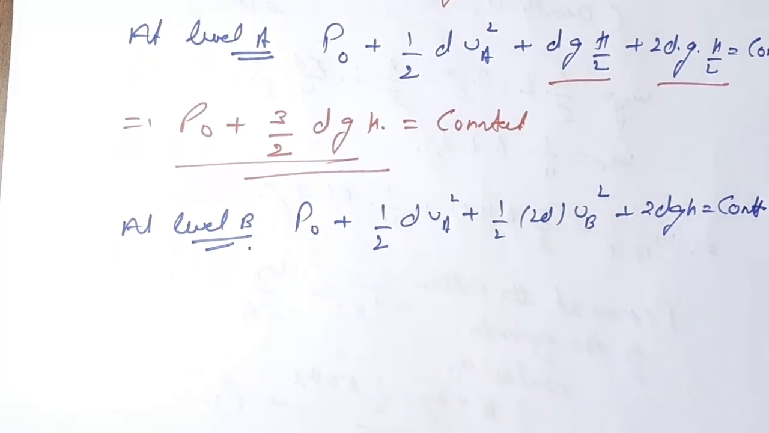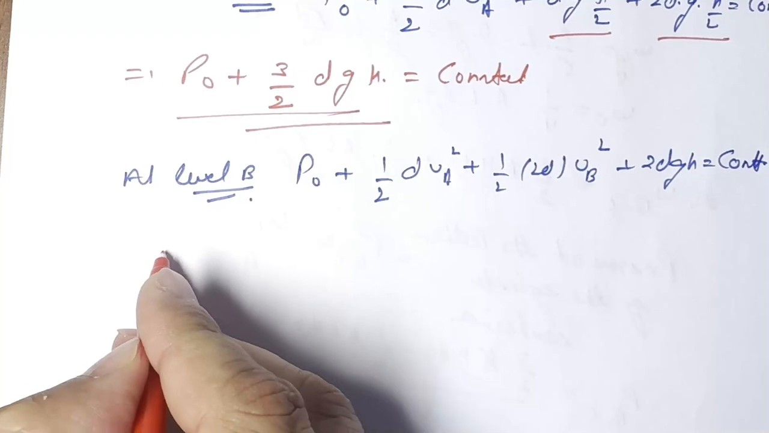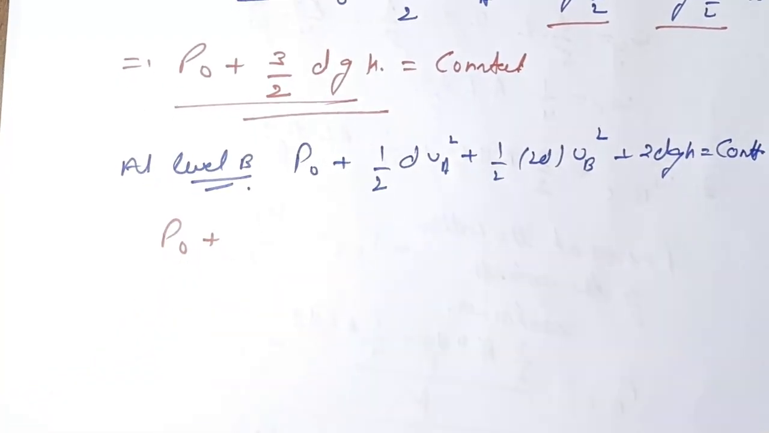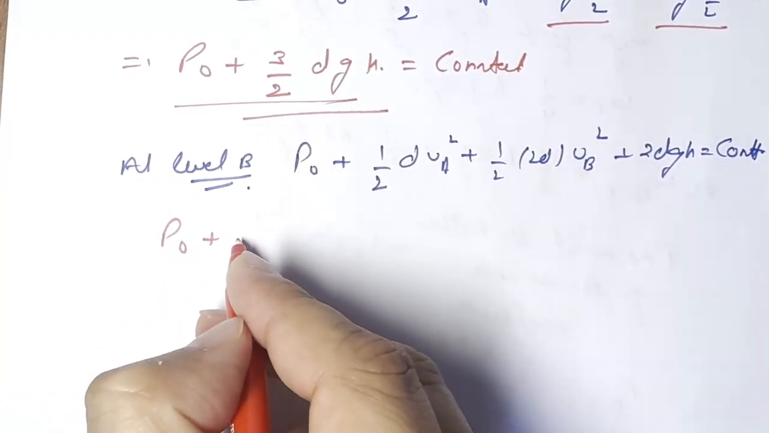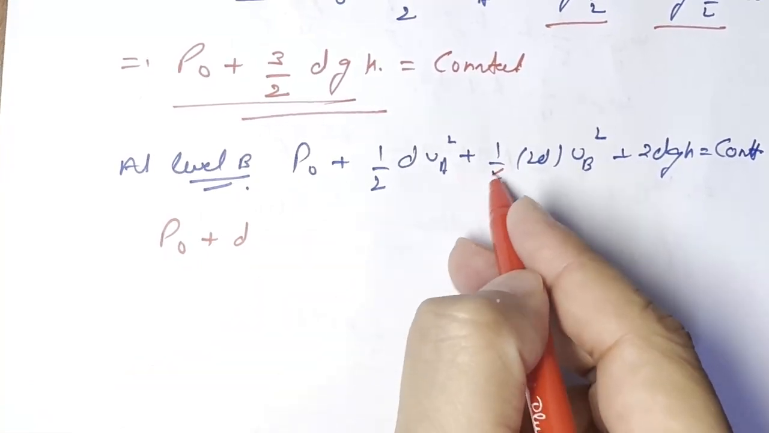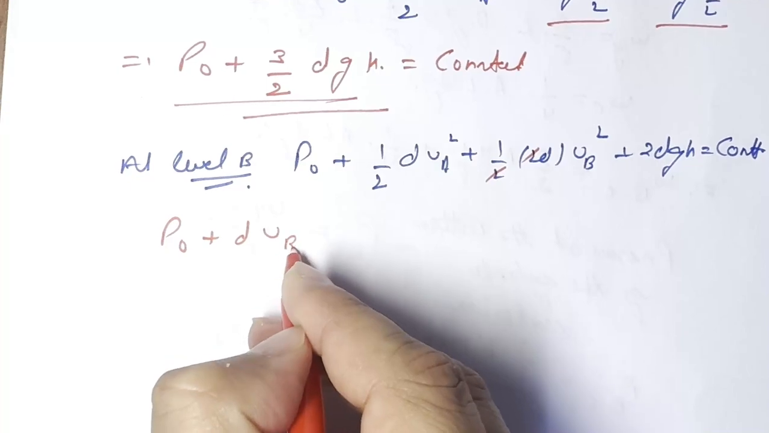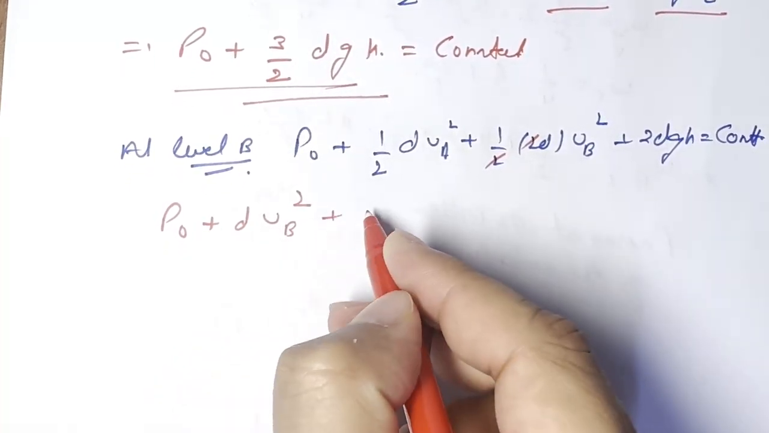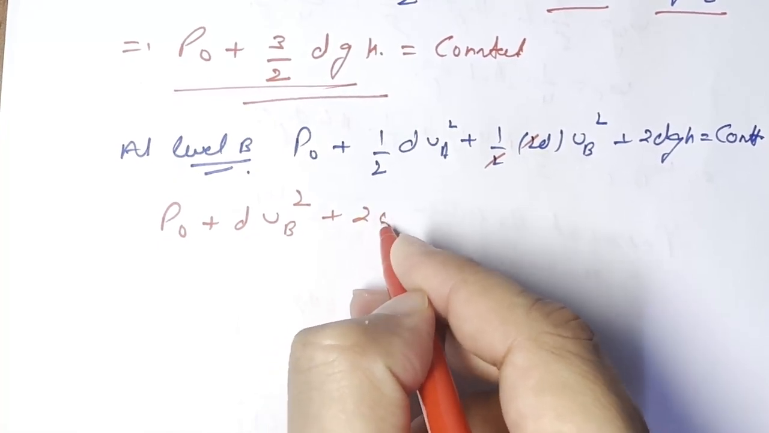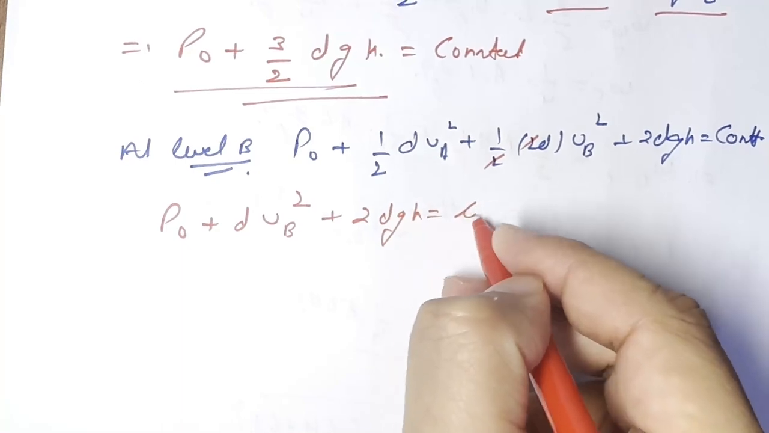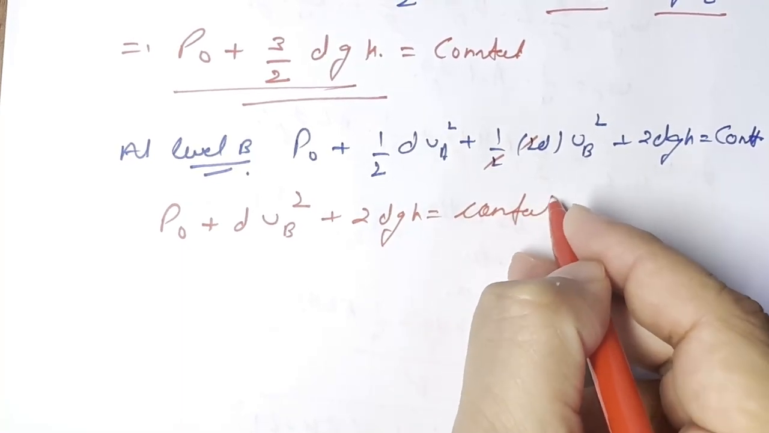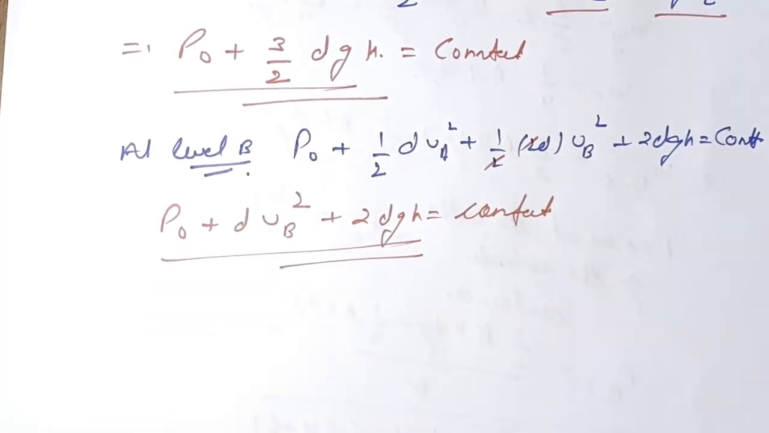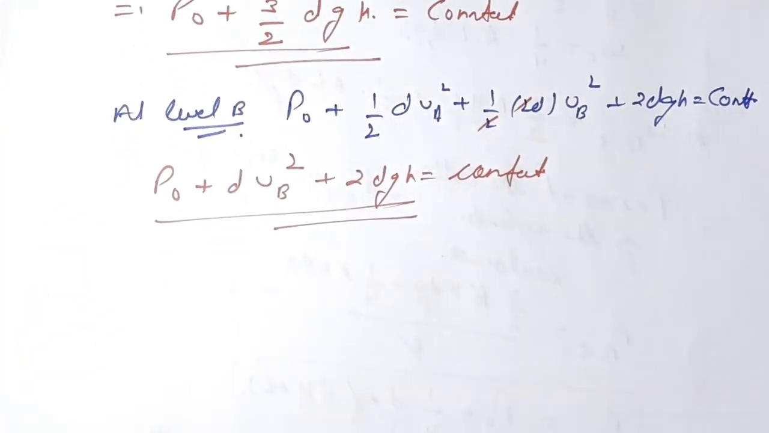So VA is equal to 0. So we can write this as P0 plus this becomes d, 2 and 2 goes away, VB square, and plus we get this as 2dGH is equal to constant. So these two equations are for level A and level B.